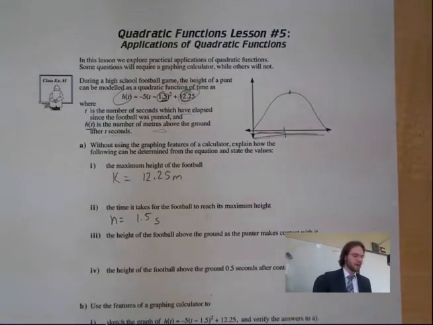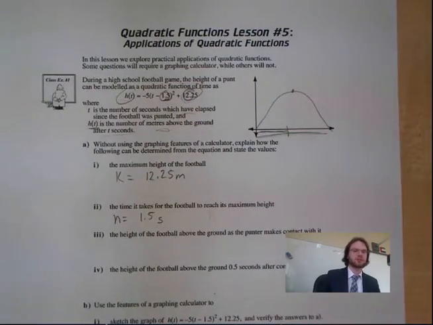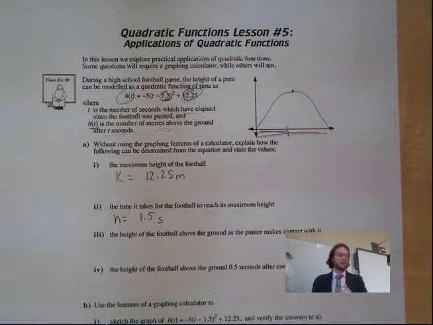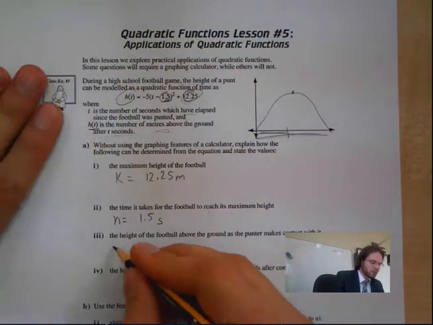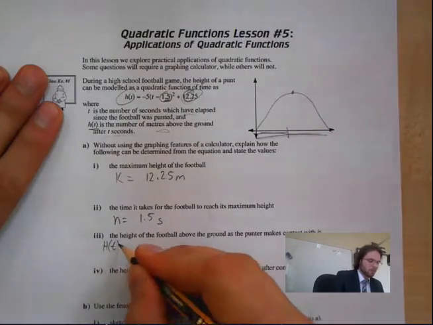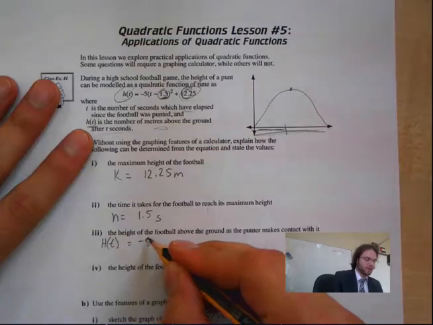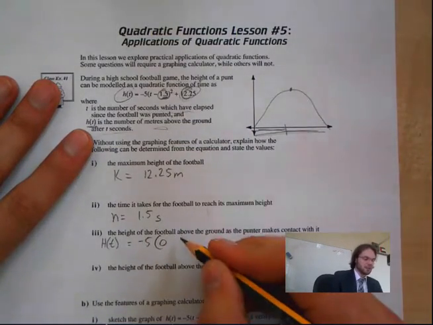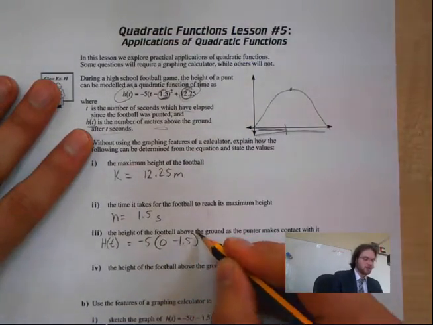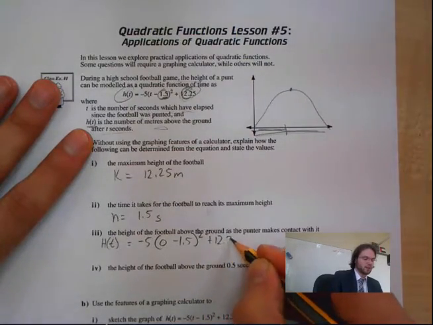The next part says the height of the football above the ground as the punter makes contact. So we want to know the height of the football as the punter makes contact. Now this one's a little bit trickier. Well, when the punter makes contact, that is 0 seconds, because that's when it starts. So our t value will be 0. So let's try this out. We want to know the height of the football when t is 0, because that's when we start. So we have -5, and I put in 0 for t, minus 1.5 squared plus 12.25.